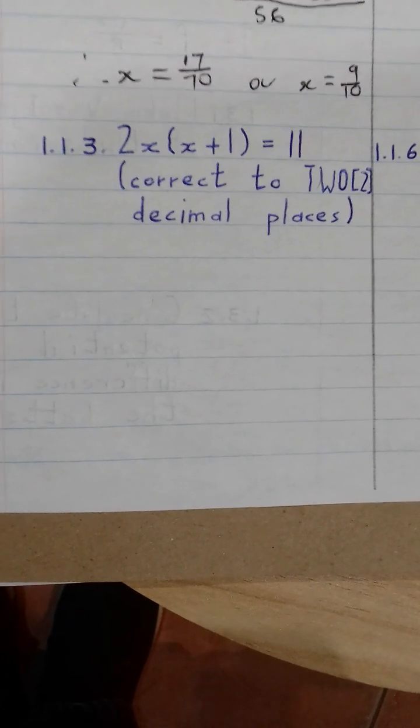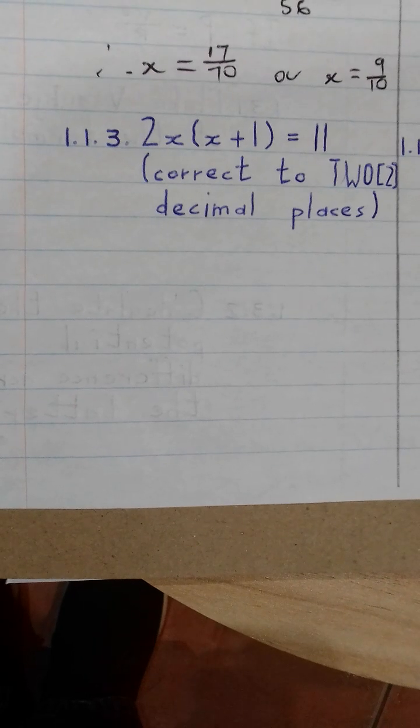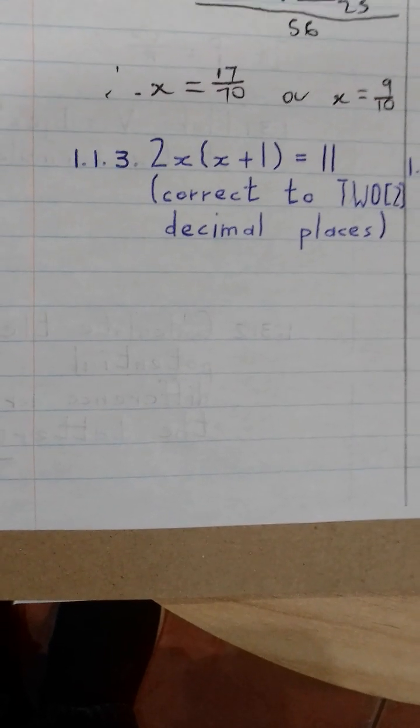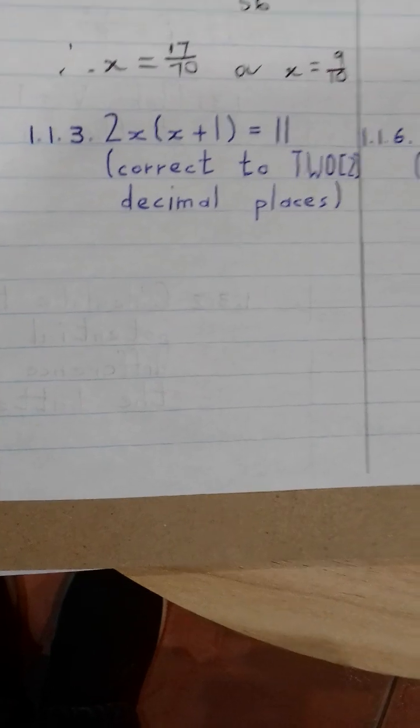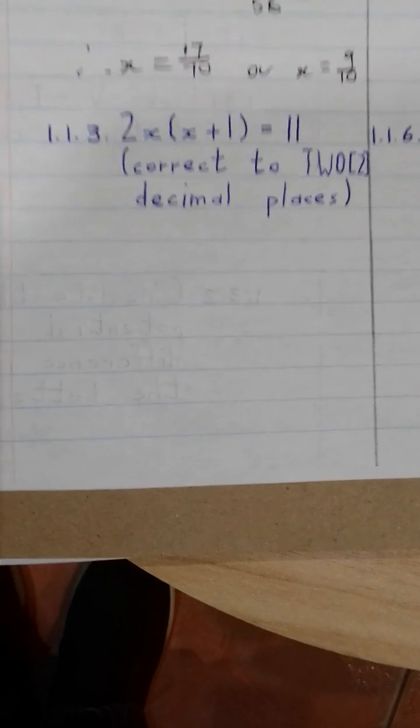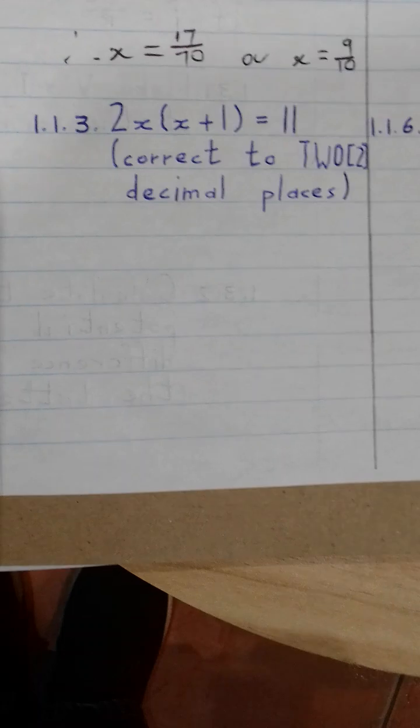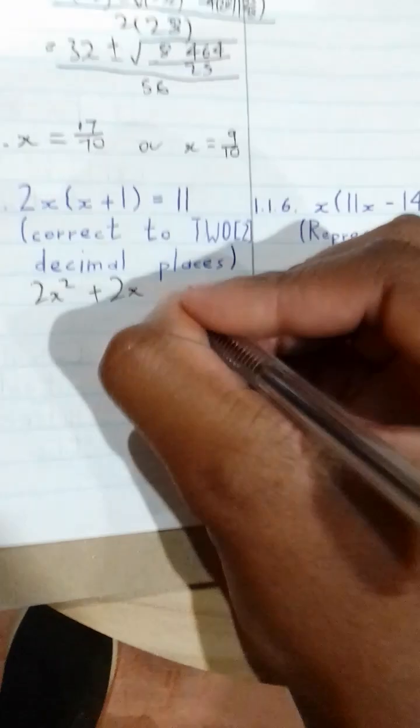1.1.3, 2x open bracket, x plus 1 close bracket is equal to 11. And then it says correct to 2 decimal places. So we write it in standard form, use the quadratic formula, and then final answers to 2 decimal places. Standard form we expand. 2x times x is 2x squared. 2x times positive 1 is plus 2x. 11 goes to the other side, it becomes minus 11. It's equal to 0. Okay. And then a is 2, b is 2, c is negative 11.